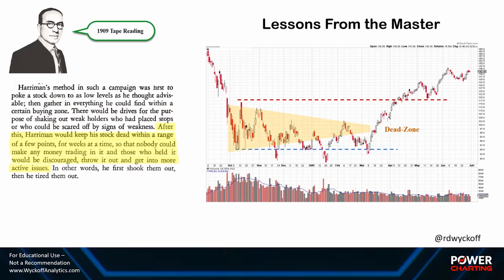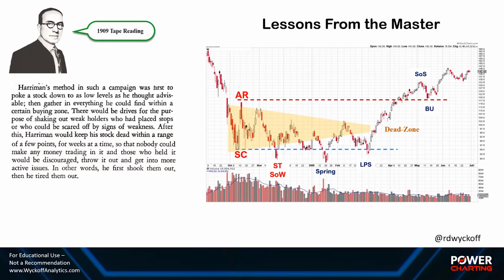Look at the volatility coming out of this chart. It's being squeezed out into what is occurring, which is absorption. It's accumulation of shares from weak hands to strong hands. In other words, he first shook them out, then he tired them out. And there are the labels for this accumulation structure.